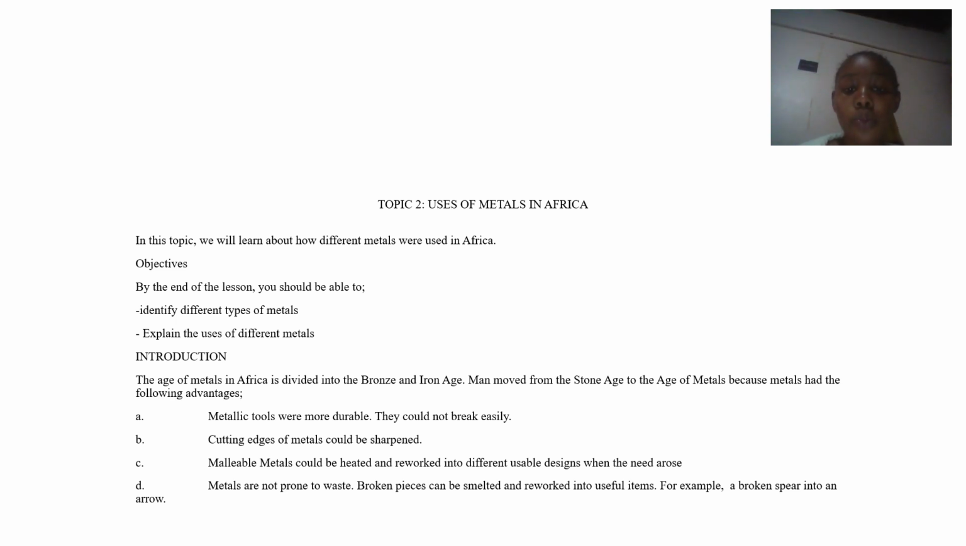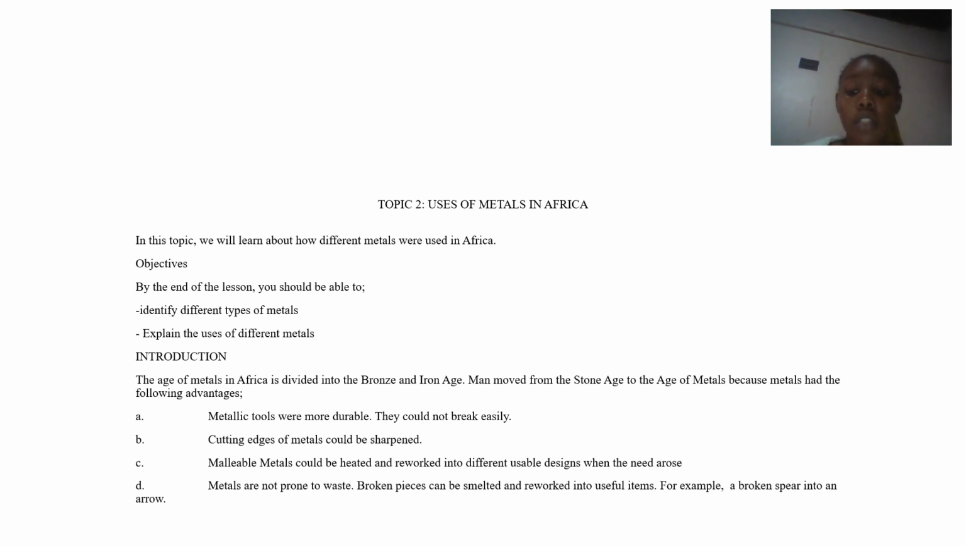Topic 2 is all about uses of metal in Africa. The first topic we learned was industrialization, the meaning of industrialization and its impact. And we even learned about the major sources of energy which were used in earlier ways before industrialization or even mechanization. In this topic, we learn about different metals and how they were used in Africa.